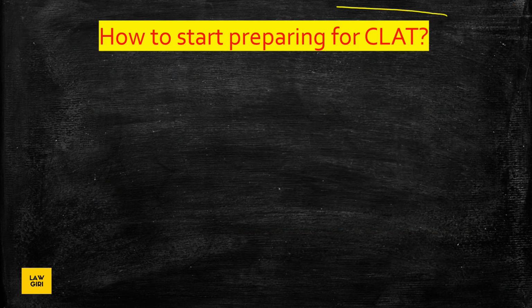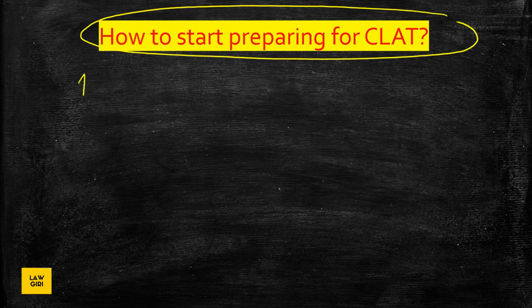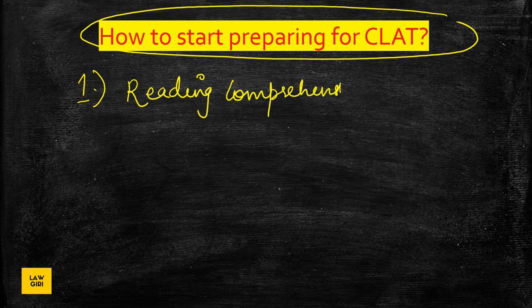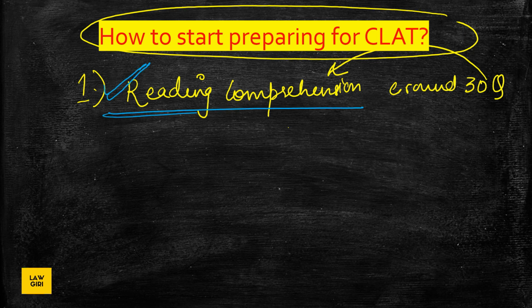Two questions that a lot of you have is how to start preparing for CLAT. Now, number one thing that I would tell you is that start with reading comprehension. Solve reading comprehension first, because approximately 30 questions are going to be there from reading comprehension. If you think your English is weak and you cannot solve reading comprehension, you're wrong. You don't need a strong English. Instead, you should build your vocabulary by reading the newspaper. The more English you read, the better you will get. So number one thing that you should start with is reading comprehension.